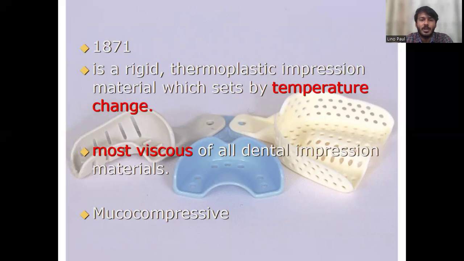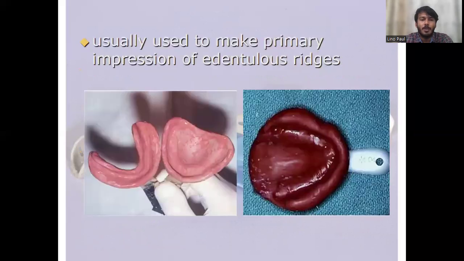It is the most viscous of all the impression materials. It is mucocompressive in nature. The materials can be mucostatic or mucocompressive, basically, and this one is mucocompressive. It is usually used to make primary impressions of edentulous ridge, and from the primary or preliminary impressions, we usually make the primary cast, and the primary cast is used to fabricate the custom tray or special tray, which can be used for making the final impression for a complete denture scenario.